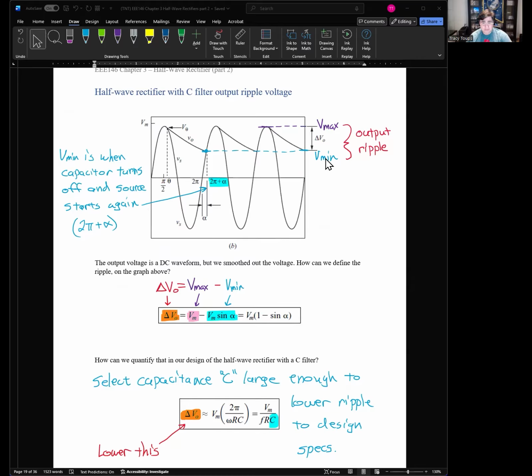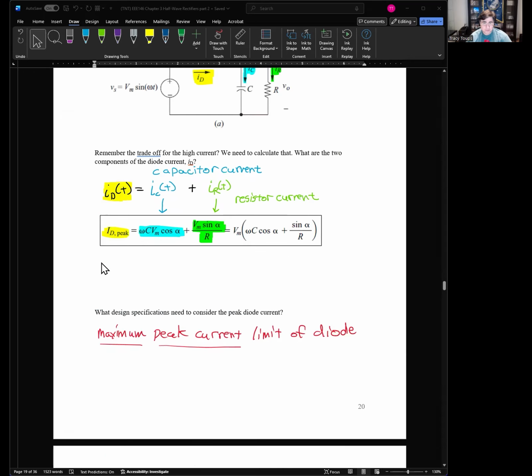So if I'm your customer and I say I want V min to be 95 volts, you could say VM sine of alpha has to be 95 volts. You now know alpha. That's just a number crunch in the calculator. And this alpha is very important because you can go back over here and figure out what your diode peak is going to be.